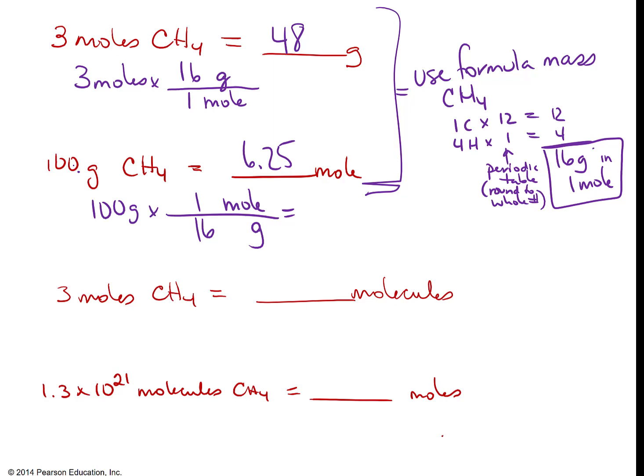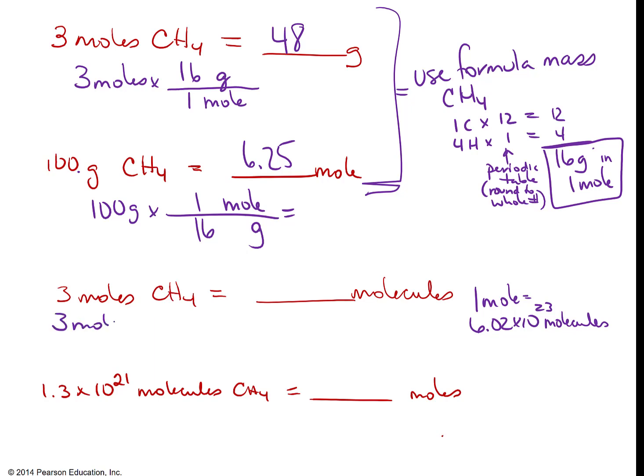Last one, we said that we can go moles to grams and grams to moles just by using the formula mass, but we can also go from moles to molecules. We can go from a nice measurable number to a really humongous number if we use Avogadro's number. 1 mole is equal to 6.02 times 10 to the 23rd molecules. So I can use those as being equal. So if I have 3 moles, I can go to molecules by multiplying times Avogadro's number.